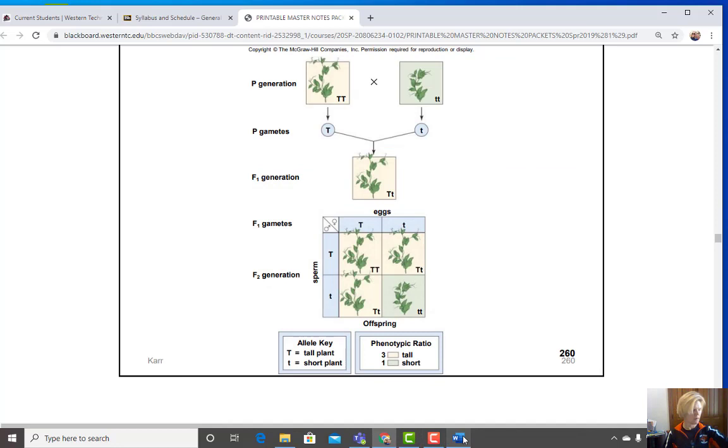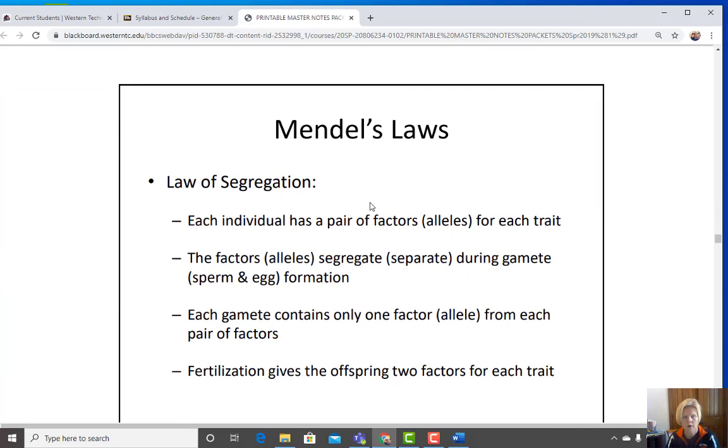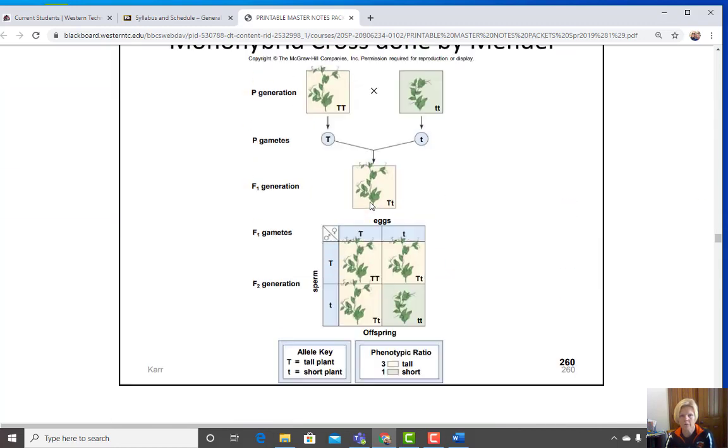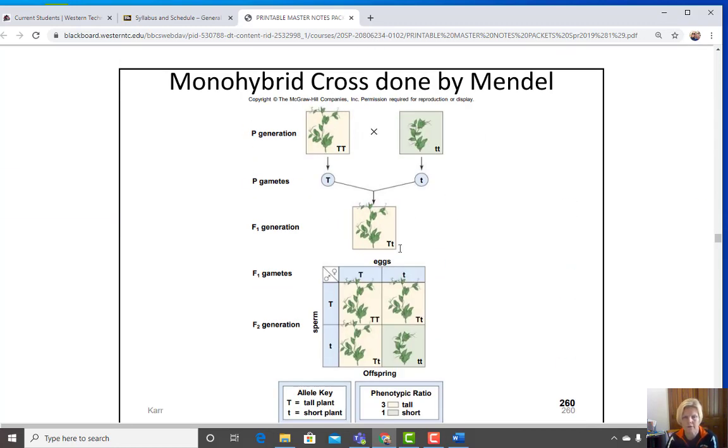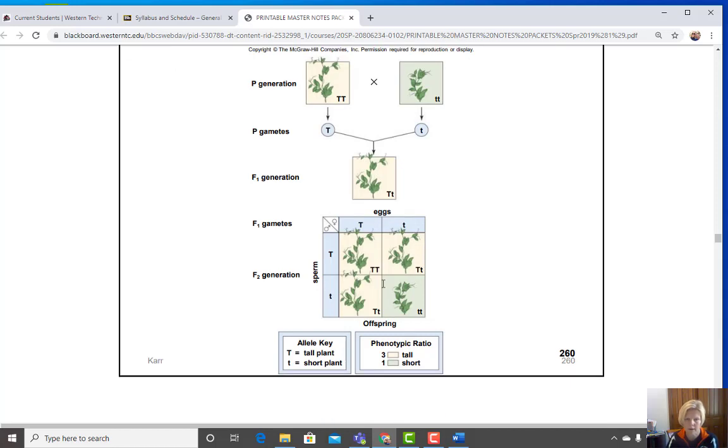F1 generation, F2 generation, when these become the parents. So his laws came from observing these plants: taking a homozygous dominant and a homozygous recessive, getting all heterozygous F1 offspring, and then breeding those two together and getting this 1 to 2 to 1 genotypic ratio, or 3 to 1 phenotypic ratio. He developed the law of segregation.